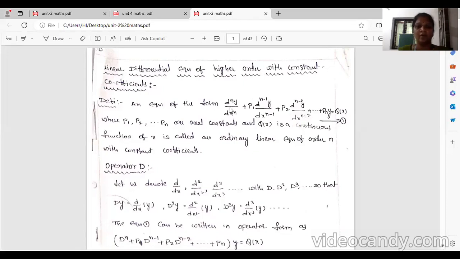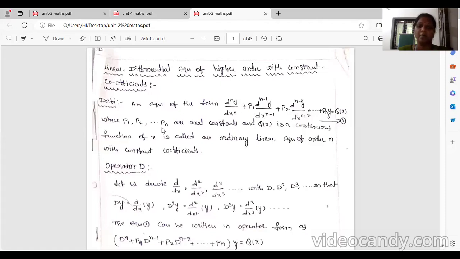An equation of the form d^n y/dx^n + p1 d^(n-1) y/dx^(n-1) + p2 d^(n-2) y/dx^(n-2) + and so on, + pn y = q(x). This is equation 1, a higher order linear differential equation.